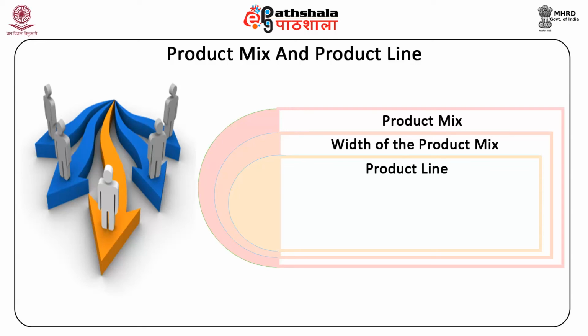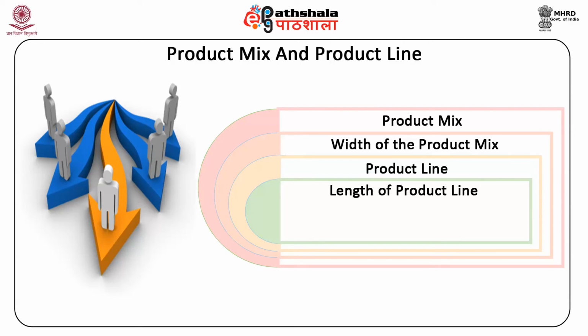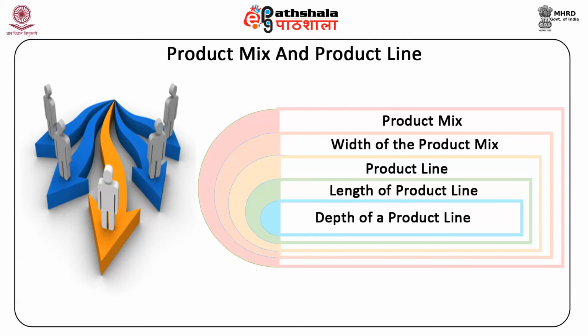For example, all the toilet soaps of Hindustan Unilever like Dove, Pears, Lux, Liril, Rexona, Hamam, Lifebuoy, and Breeze form a product line under the personal wash category. Length of product line is decided by the number of items in a product mix. Depth of a product line.